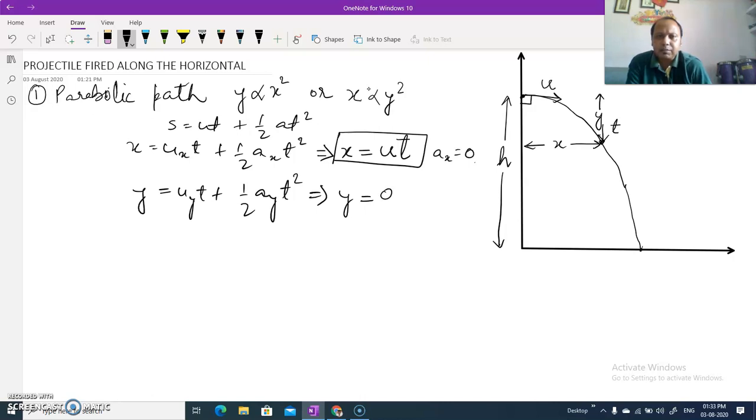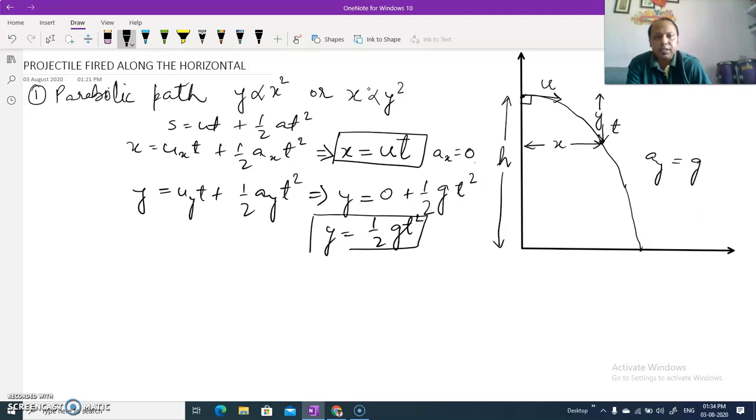And the second term will be half acceleration, ay is equal to g in the downward direction. So half into g into t square. That is, we are getting the equation y is equal to half gt square. So these two equations we have obtained, one along the x-axis, another along the y-axis. The values of displacement are given.